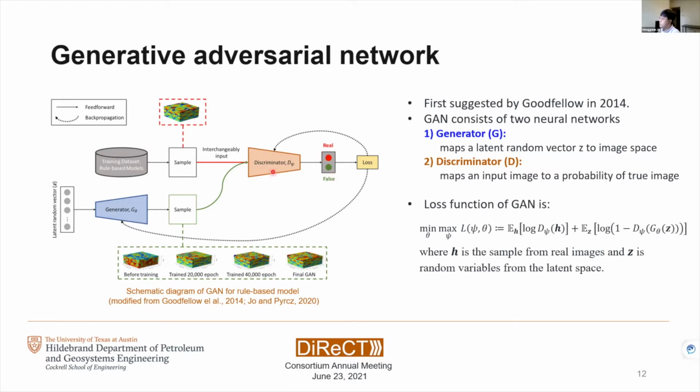So the discriminator is trained to tell which one is real and which one is not, and the generator is trained to fool the discriminator. They make this competition over the training process, and that's why it's called the adversarial network. And this competition can be explained by this mathematical expression as shown here.